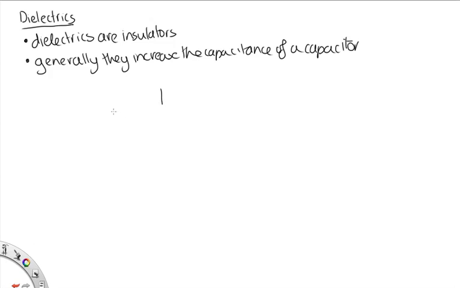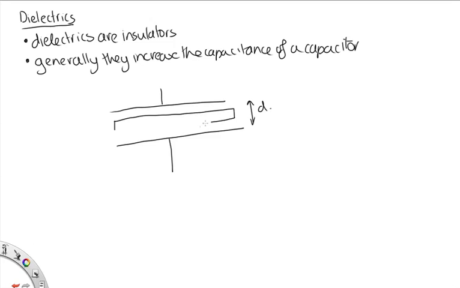So if we have two plates like this, a distance d apart, and we insert a piece of metal with width b. Here we've got a positive plate, and here we've got a negative plate. Now we know that the charges inside the piece of metal are going to rearrange to cancel out the electric field within the piece of metal. So we'll end up with negative charges along here and positive charges along here.